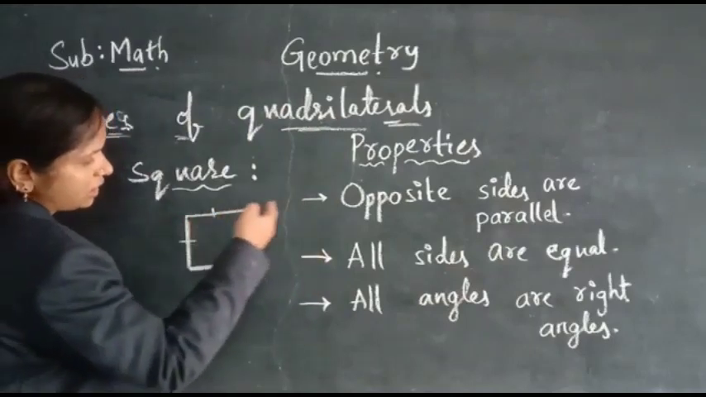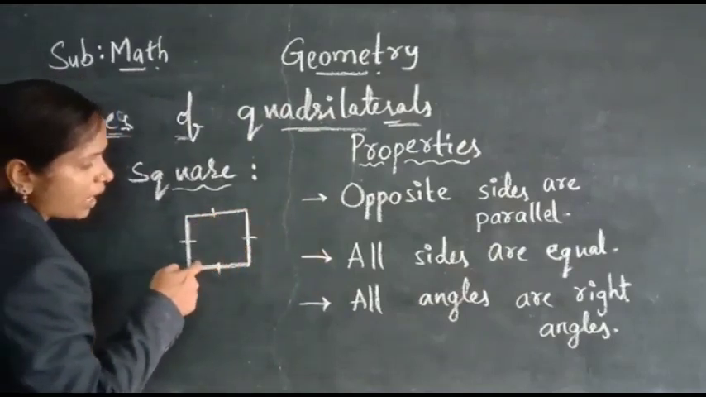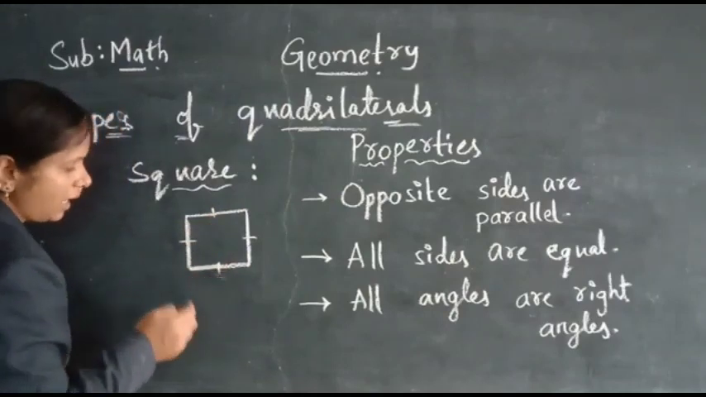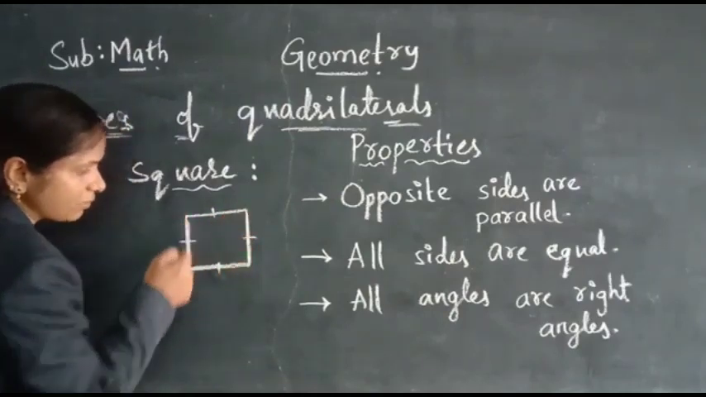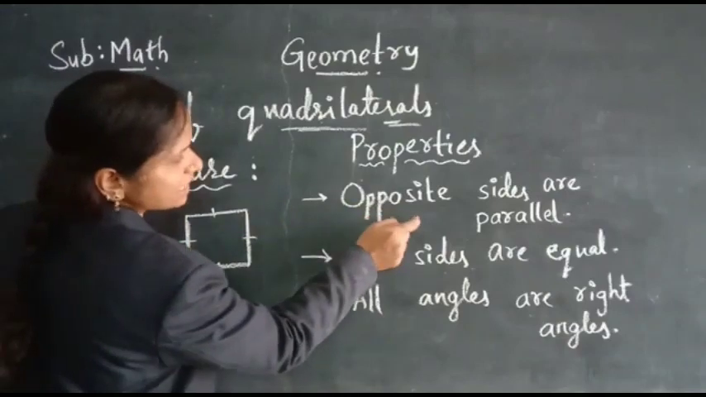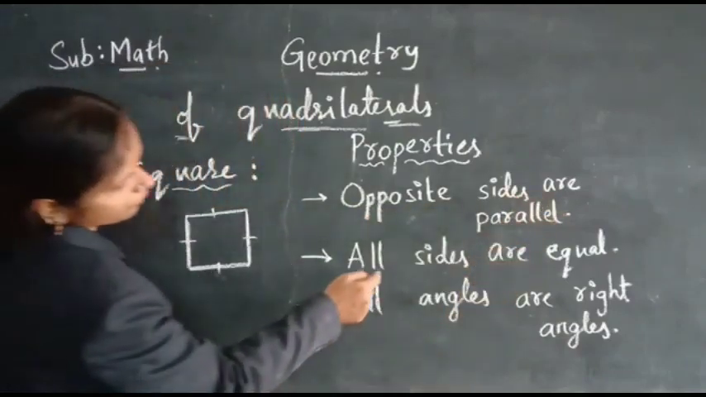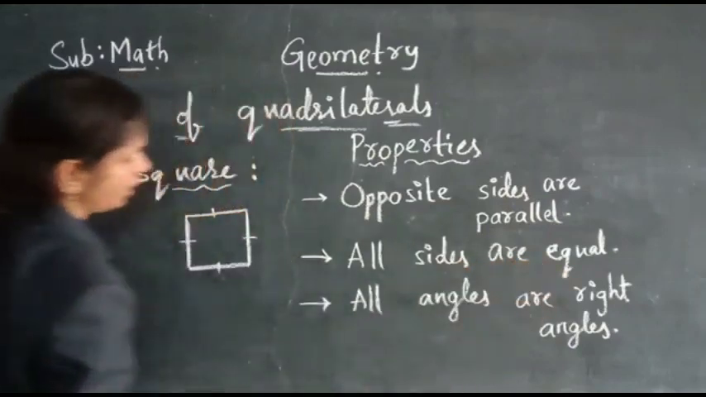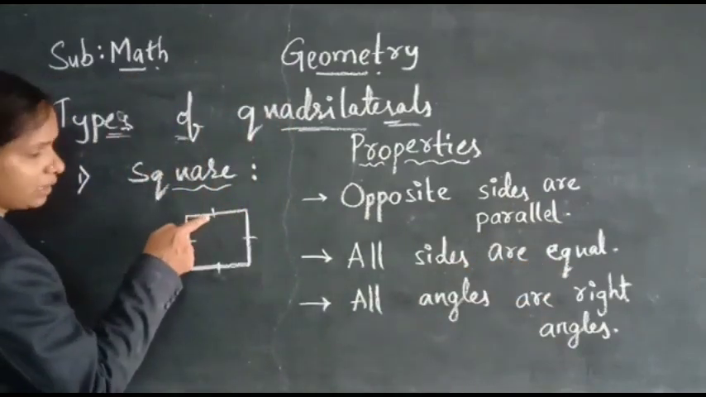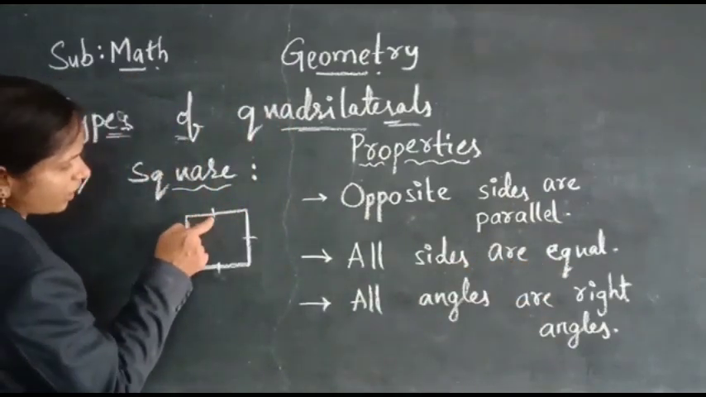Now here you see these two, top and bottom, are parallel lines, and left and right, these two line segments are parallel. So it is satisfying this property: opposite sides are parallel. Now all sides are equal. You can see here by the marks also.